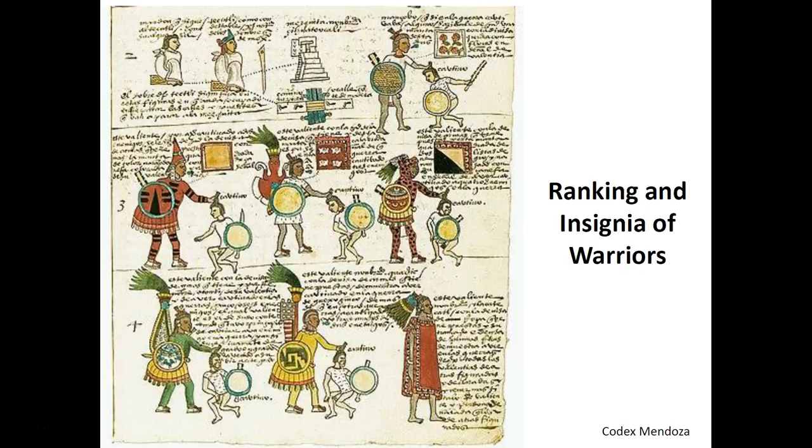From texts that were collected by the Spanish after the conquest, we know a lot about this system of ranking. The Spanish were very interested in the military organization of the Aztec, so they could understand their enemy and understand how to convert the enemy into allies.